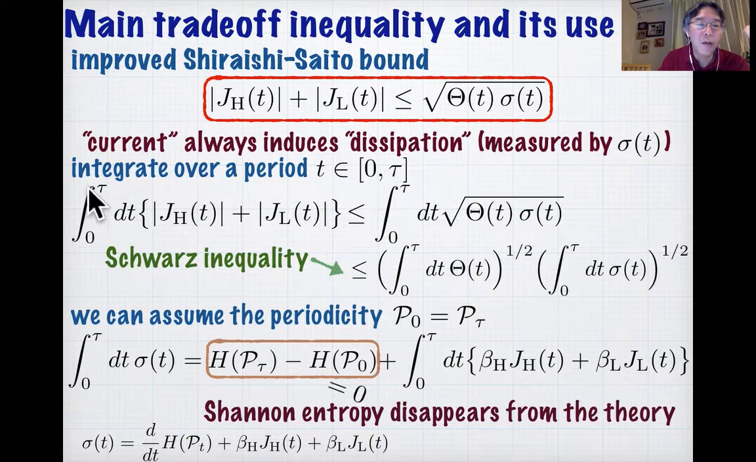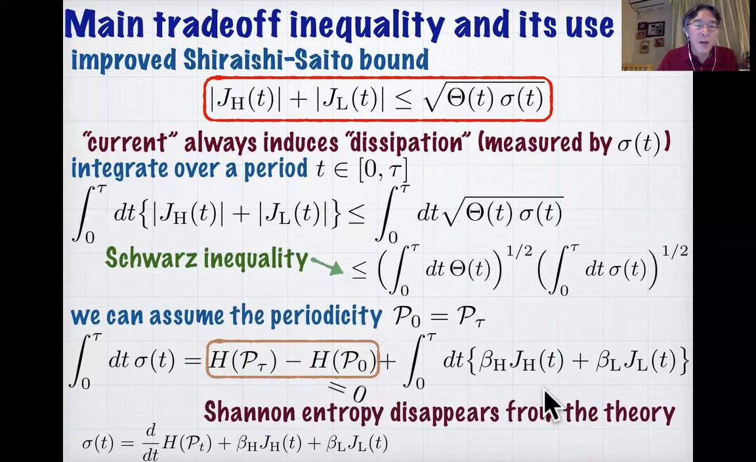And first of all, I integrate this over the period of the heat engine. Tau is the period, so I integrate this from 0 to tau. And then I use the Schwarz inequality here to get this. Now, remember this is the definition of sigma t, the entropy production rate, and here I have the integration of an entropy production rate. So let's consider this integration, and then since this is a definition, I get two terms. One is this for the Shannon entropy, and the other is this for the macroscopic current.